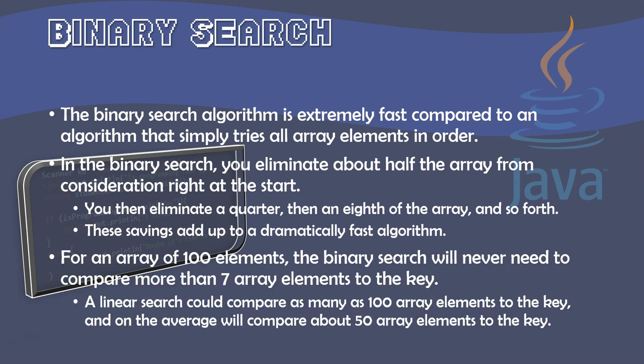So, for example, say we have an array of 100 elements. The binary search will never need to compare more than 7 elements to the key. A linear search could compare as many as 100 elements, and on average will compare about 50.